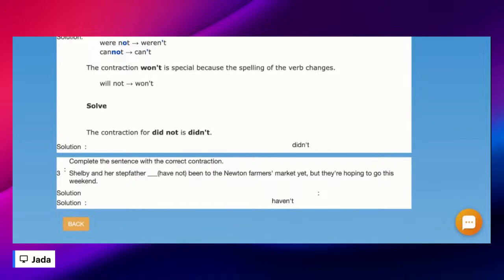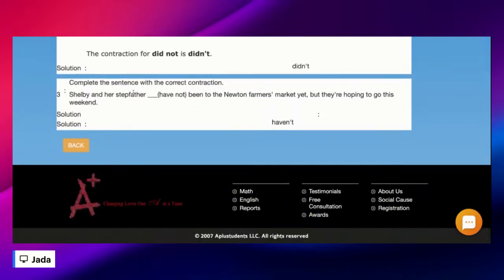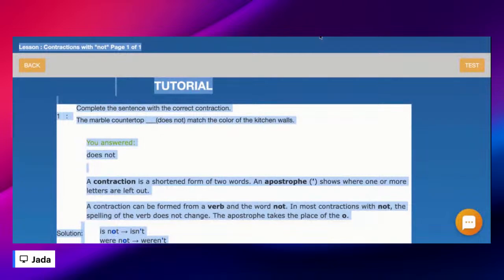So we also have haven't. So haven't is the same thing. We are just going to remove the O, and then it becomes haven't. Okay.